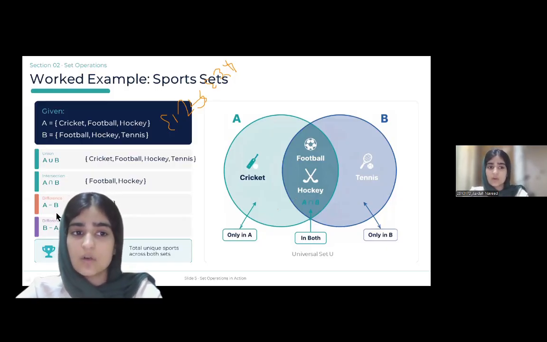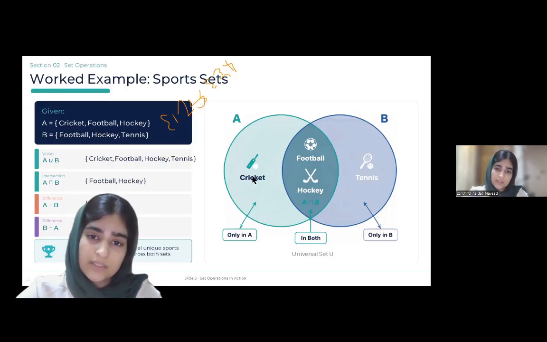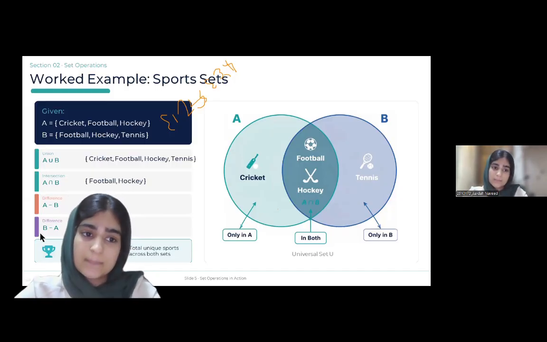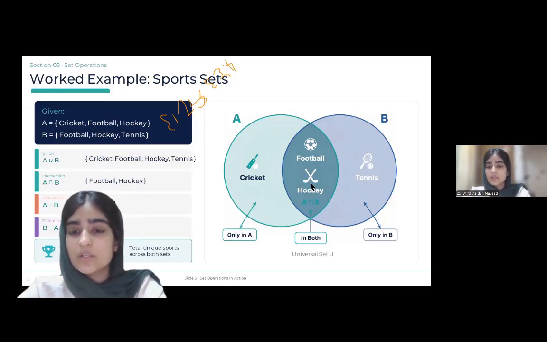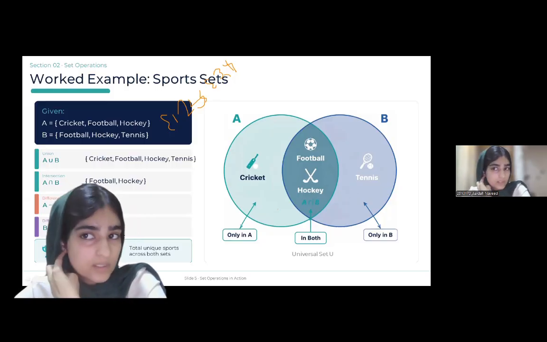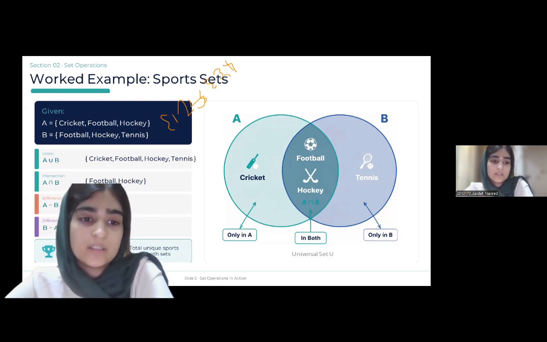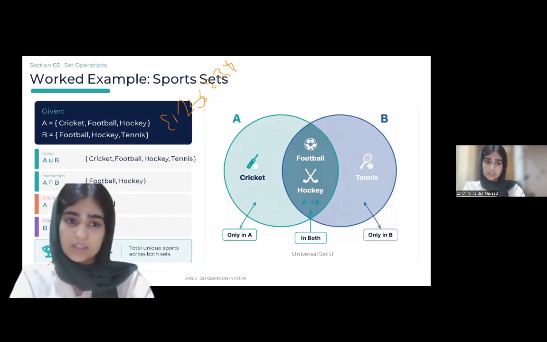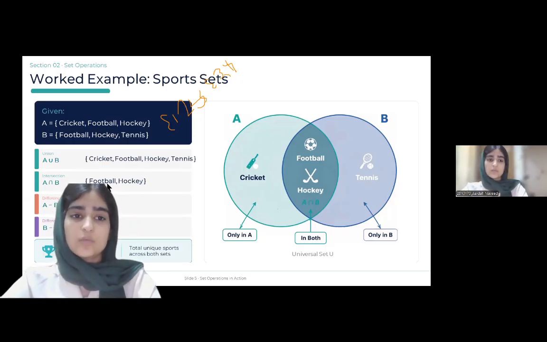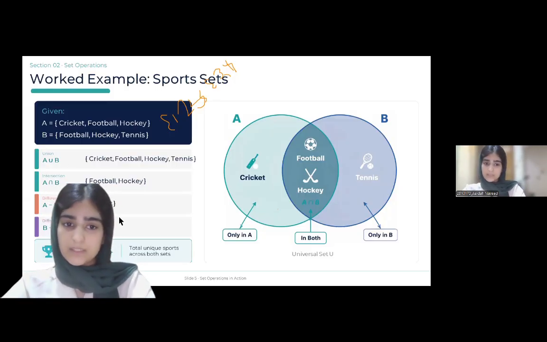The difference gives us all the sports which are in A but are not in B. So it's going to subtract the intersection part, and it's only going to leave us with cricket. The difference between B and A is going to be all the elements of B, excluding the intersection of A and B. So football and hockey are going to be excluded, and we're going to be left with tennis. The cardinality of union, which itself is a new set, is 1, 2, 3, and 4. So there are 4 elements in the union of A and B.